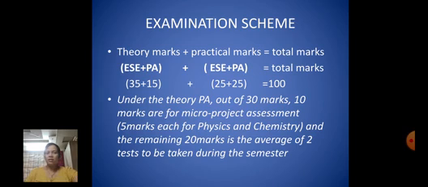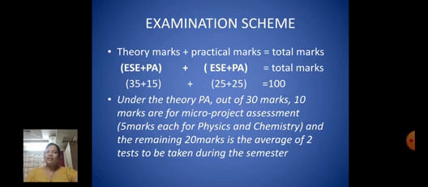Now under this theory progressive assessment, out of 30 marks, 10 marks are for the micro project assessment, and the remaining 20 marks will be the average of the tests, which may be taken during your semester. So we can say if 2 tests are taken, like unit 1, unit 2, we will take the average of those tests, that will be out of 10, and for the micro project assessment, 5 marks are there. So in all 15 marks are there for your progressive assessment under the theory marks.